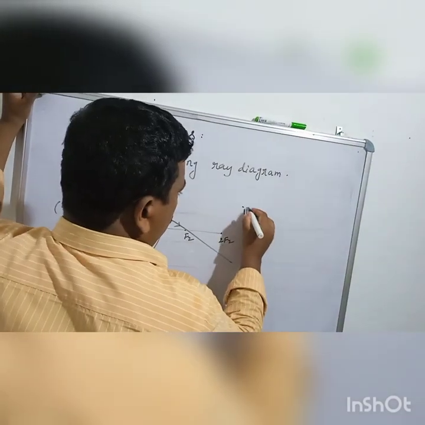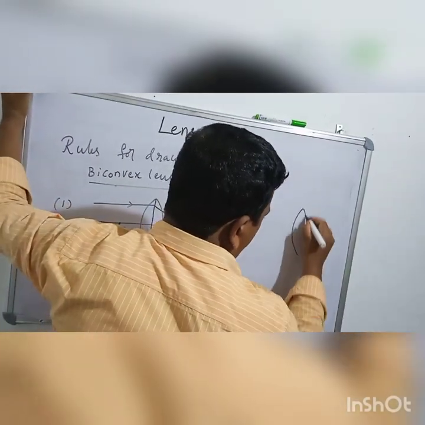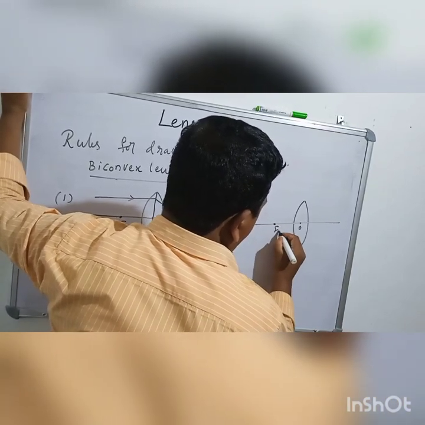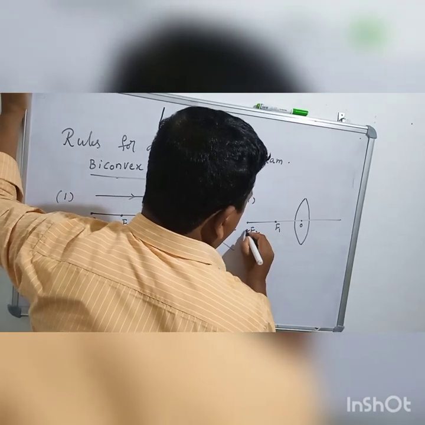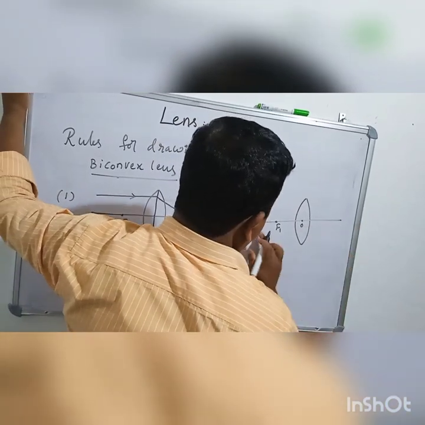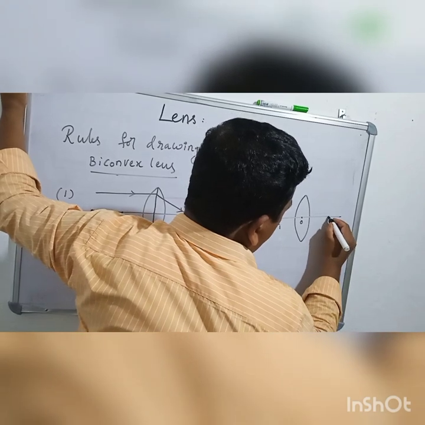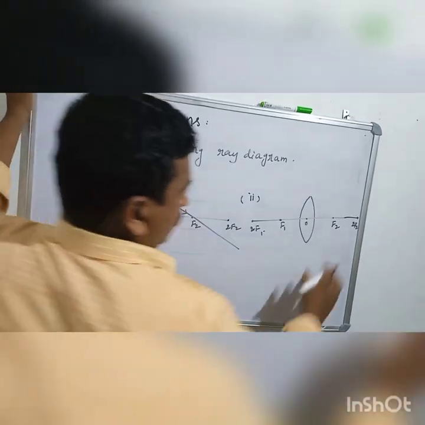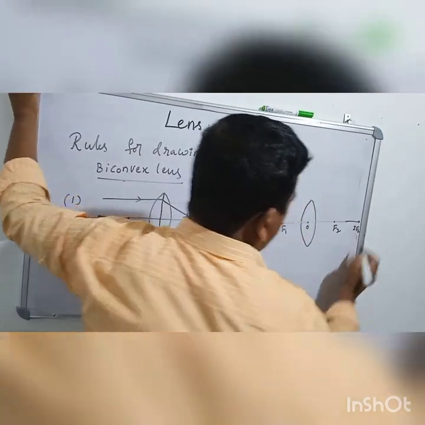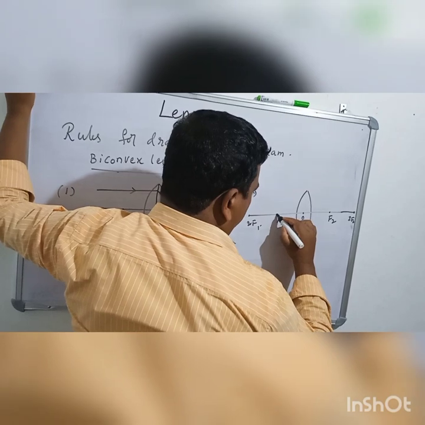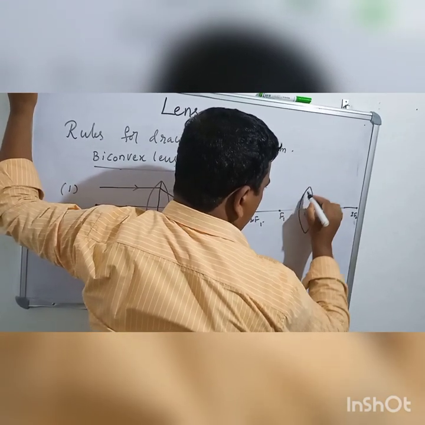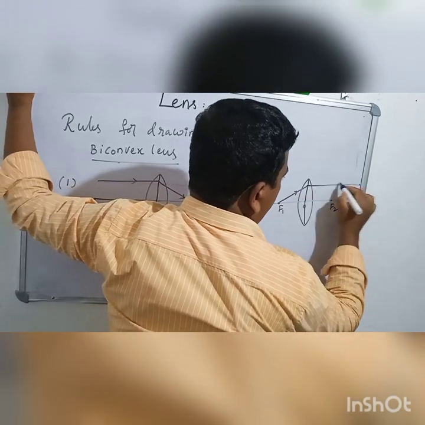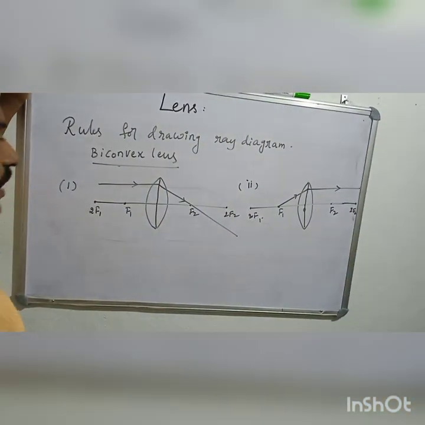Second rule, for the biconvex lens. This is the optic center, focus F1, focus F2, and 2F1 and 2F2. A light ray coming from the focus, or passing through the focus, after refraction is parallel to the principal axis. This is the second rule.